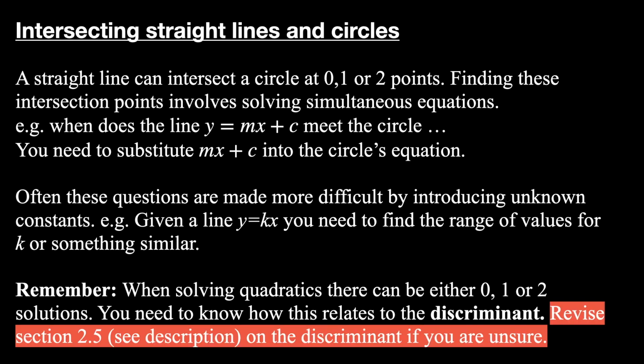Okay, something you need to remember before we continue is when solving quadratics, there can either be 0, 1, or 2 solutions. And you need to know how this relates to the discriminant. Now, if you're not sure what I mean when I say the discriminant, I highly encourage you to revise section 2.5, which is on the discriminant if you are unsure here.